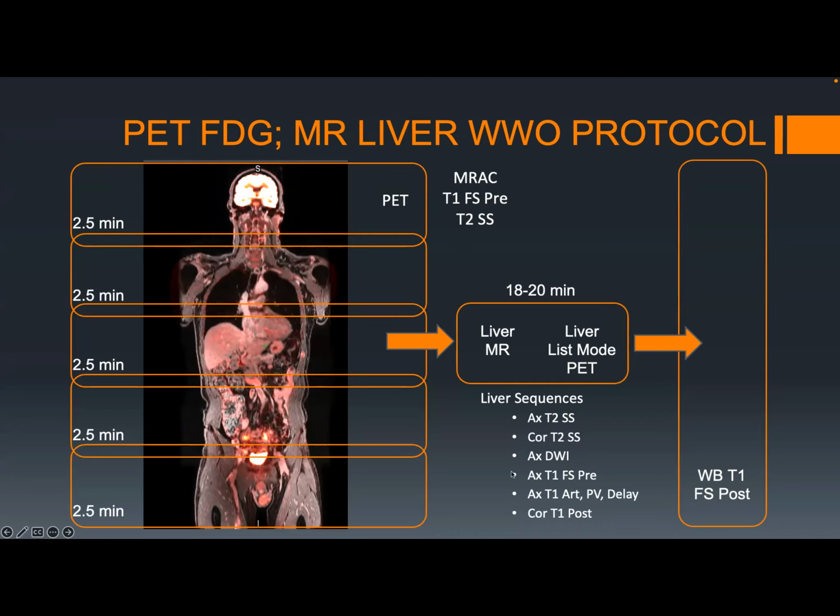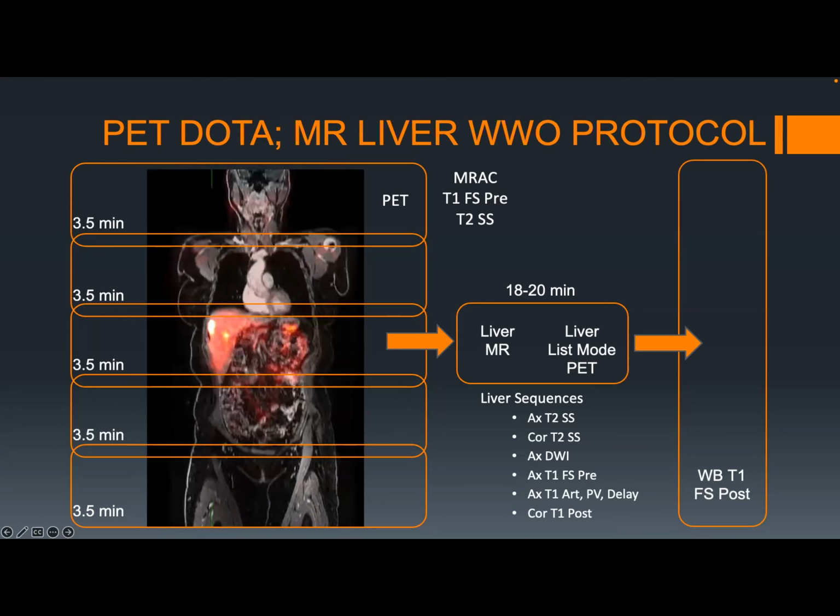Once we finish this, we then do a diagnostic liver MR with our liver list mode PET. It's around 18 to 20 minutes, sometimes a little faster, sometimes shorter. It just depends on how well the patient is at holding their breath. And then we go back, give contrast as part of this exam, and then do a whole body T1 post, which I think is my personal workhorse sequence when I'm interpreting the whole body. So that's how we get our exam.